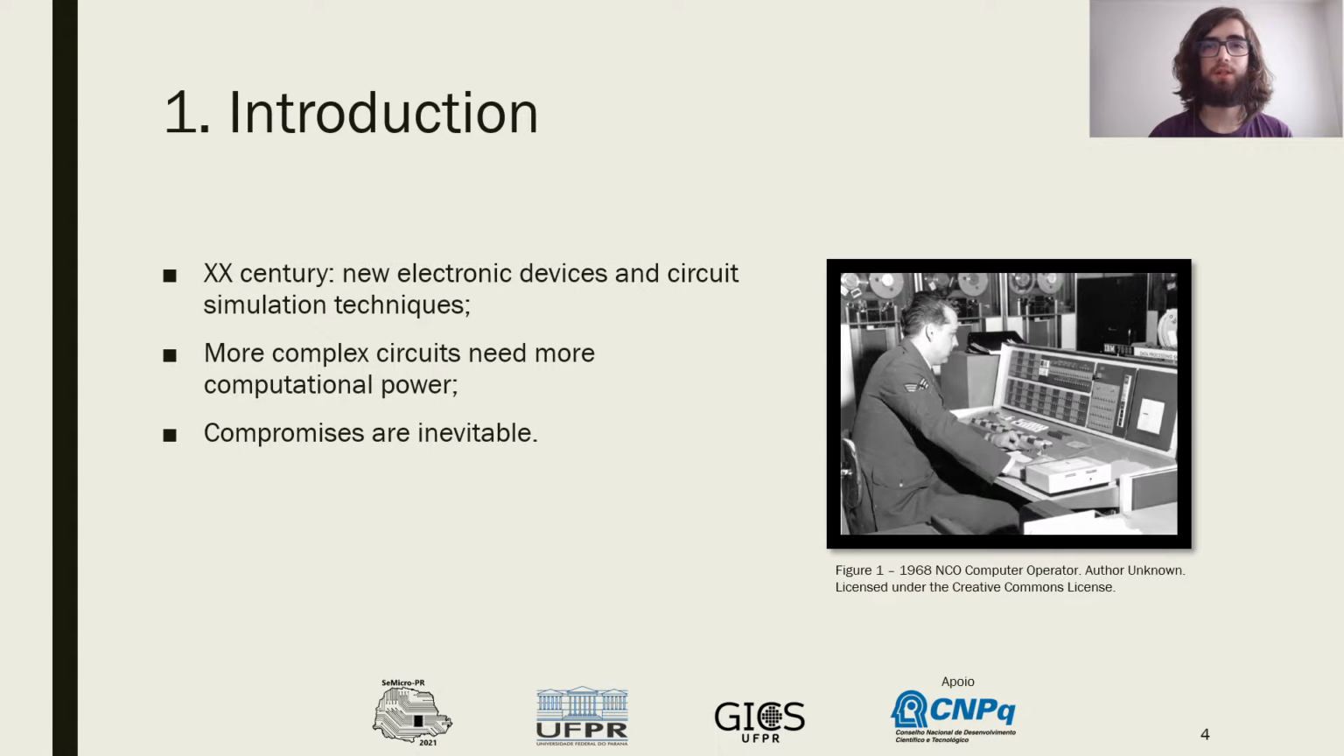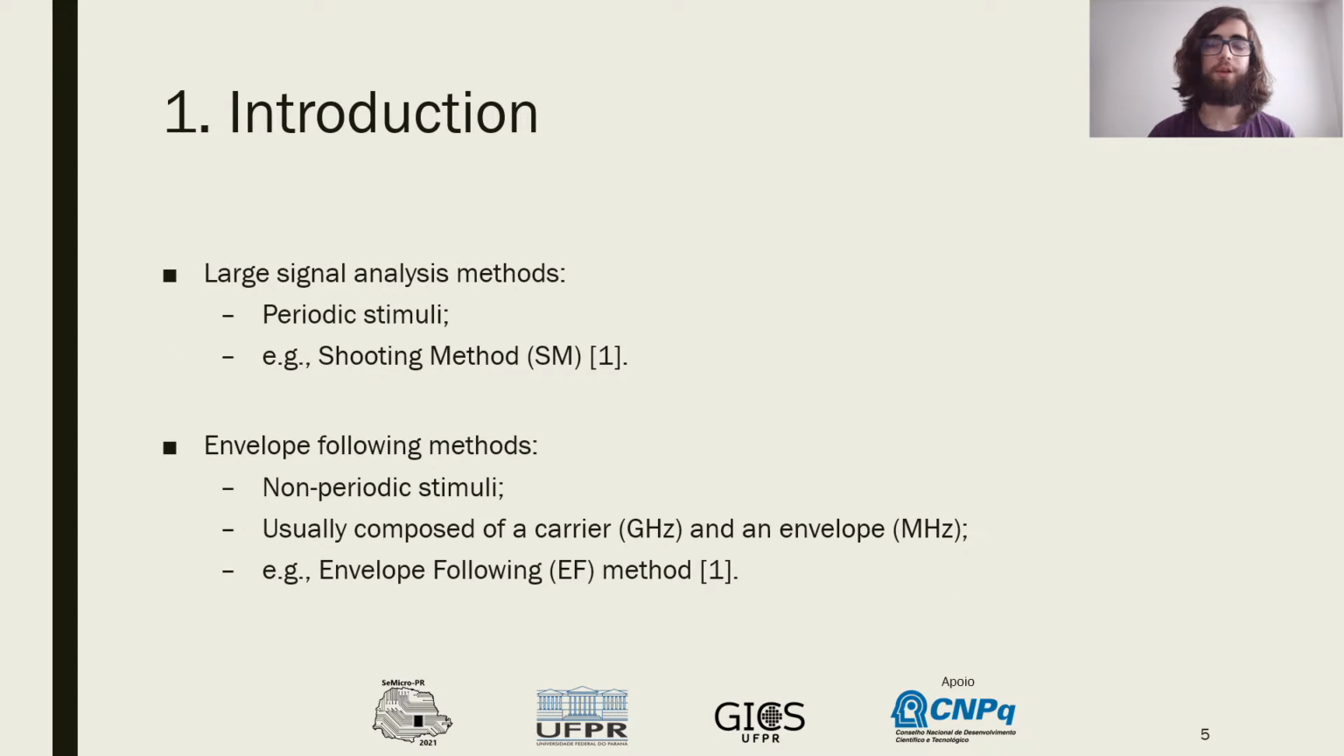One of the main difficulties with computer simulation is the limited computational power. As circuits get more and more complex, like in the telecommunications field, the needed computational power increases, and so it's necessary to make some compromises. For each situation, a different approach must be taken, that is, different compromises are chosen.